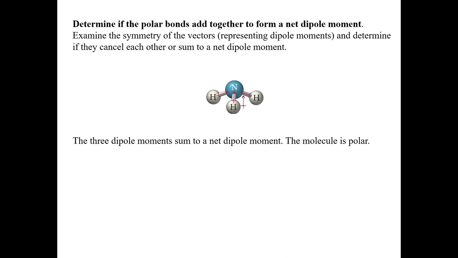Because the bonds are polar, and we already drew our vector arrows, we're going to have to add those arrows together to figure out the net dipole moment. And sure enough, all those arrows are pointed to nitrogen. Not only is it more electronegative, but it's also got a lone pair. Don't forget about the lone pair. So overall, the arrow is going to be pointed up. So the nitrogen end is going to be a little bit more negative compared to the hydrogen end. And this should make sense because our molecular geometry is trigonal pyramidal.